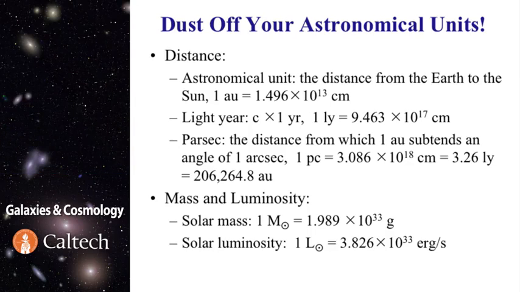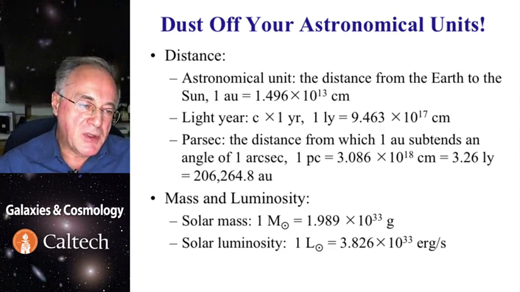There is, of course, the light year, which is the distance that light travels over 1 year. And 1 light year is approximately 10^18 centimeters. Now, astronomers almost never use light years. We use parsecs, which is the distance from which 1 astronomical unit is seen at an angle of 1 arcsecond. And that turns out to be roughly 200,000 astronomical units, or 3 times 10^18 centimeters. So when we talk about parsecs, or kiloparsecs, and megaparsecs, and gigaparsecs, you can multiply that by 3.26 to get the corresponding number in light years.